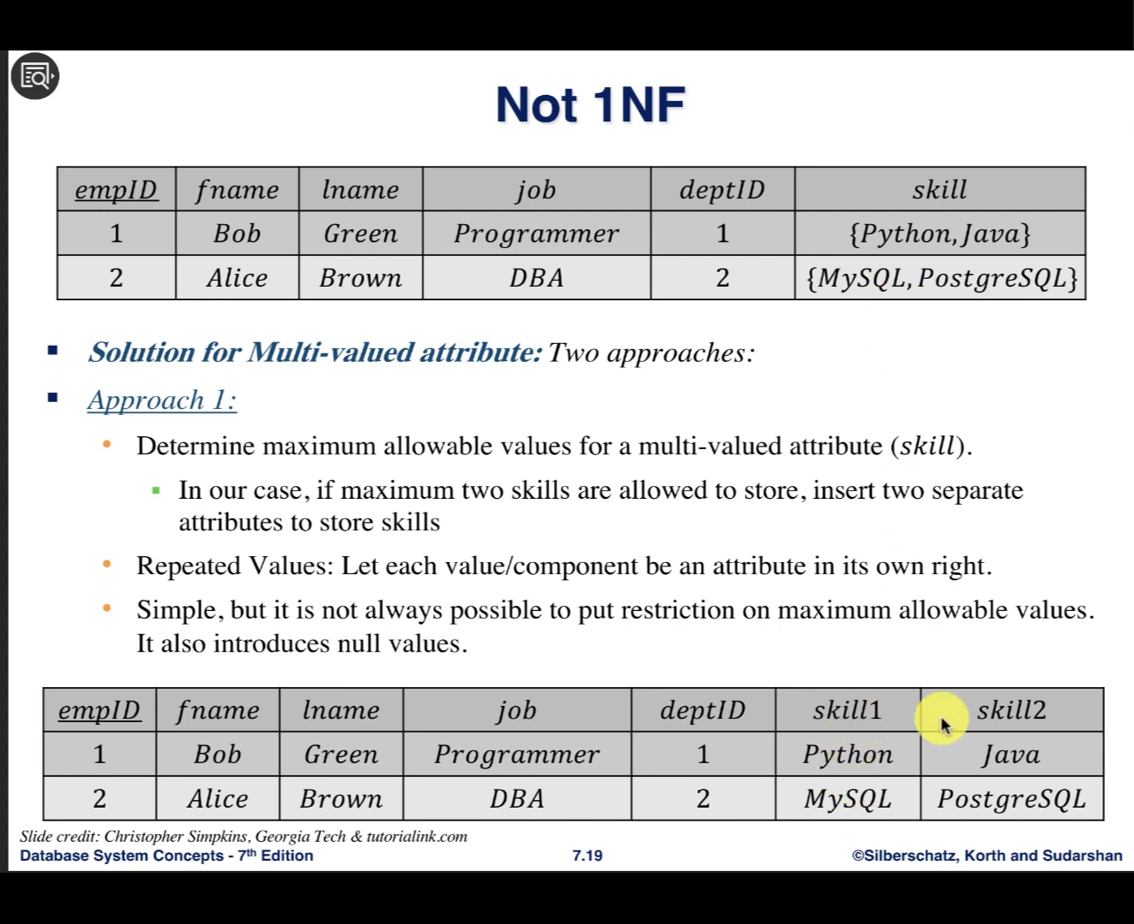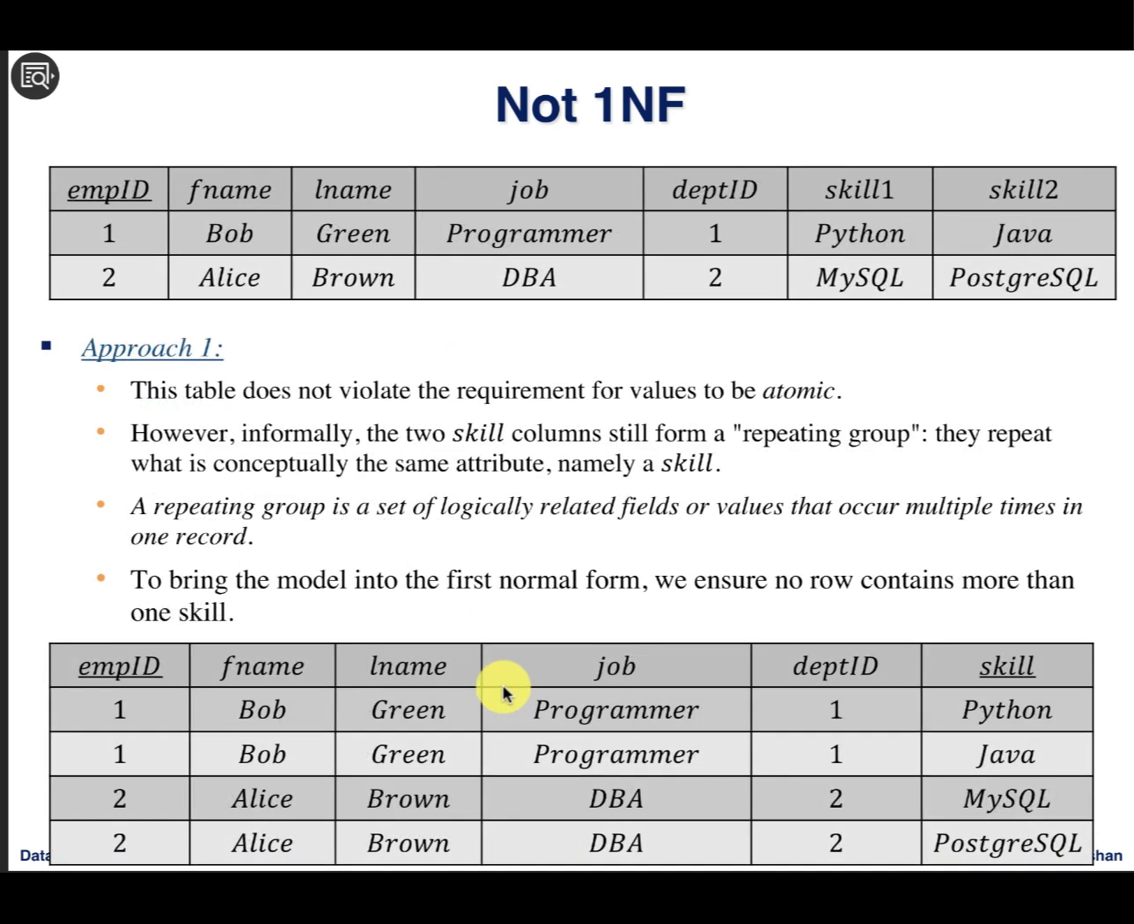So skill 1, skill 2. If you have 5, that means you have 5 columns. So for each of them, I end up with something like this. If we take a look at this one, actually this is fine. Kind of, right?